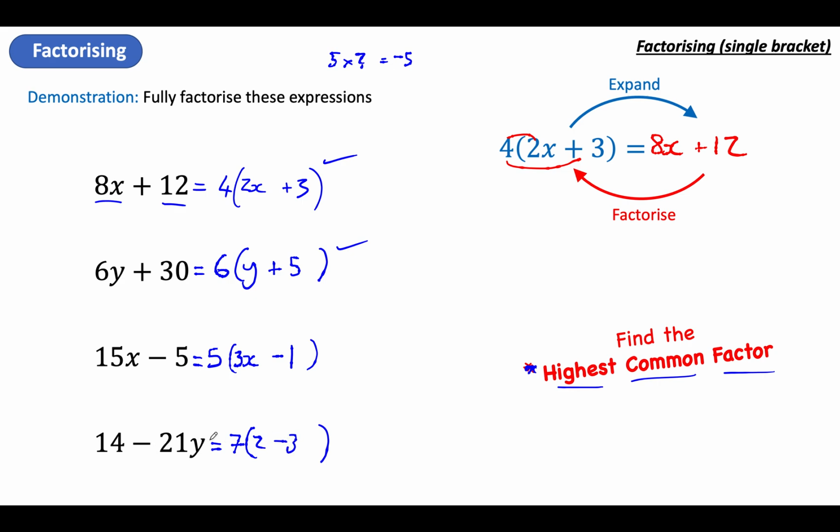And that's negative, isn't it? So 7 times minus 3 is minus 21. But then I need my y as well. There's no y here yet, so I need to put the y in. Again, if I expanded it, just a quick check, would I equal this? Yes, it would. Good.